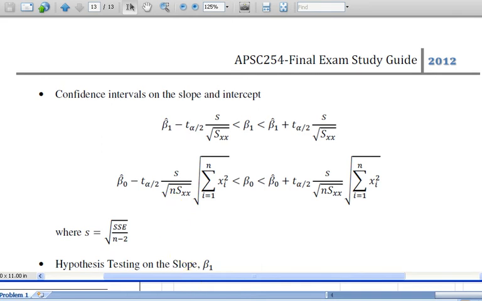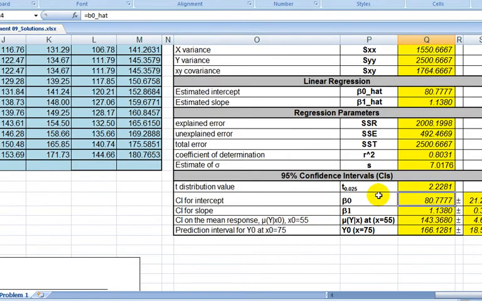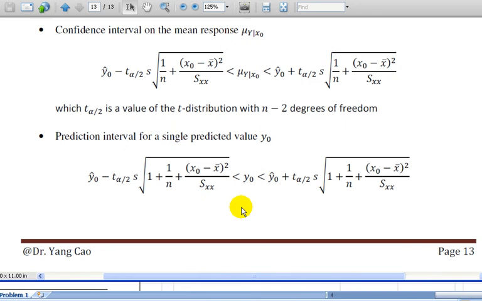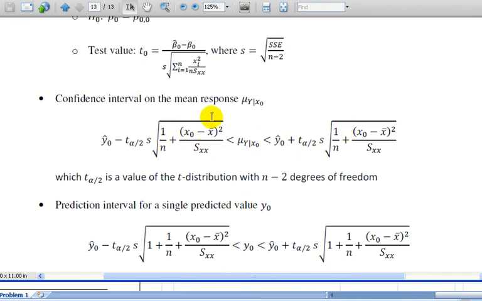T alpha over 2, because it's the t distribution here, and you're talking about a 95% confidence interval, so that's t 0.025, and you can use the Excel formula TINV to find this value at here. So that's how you can use that formula. So anyway, that's the confidence interval of this, and we also have a formula for the confidence interval on the mean response. The formula for that is this guy here.